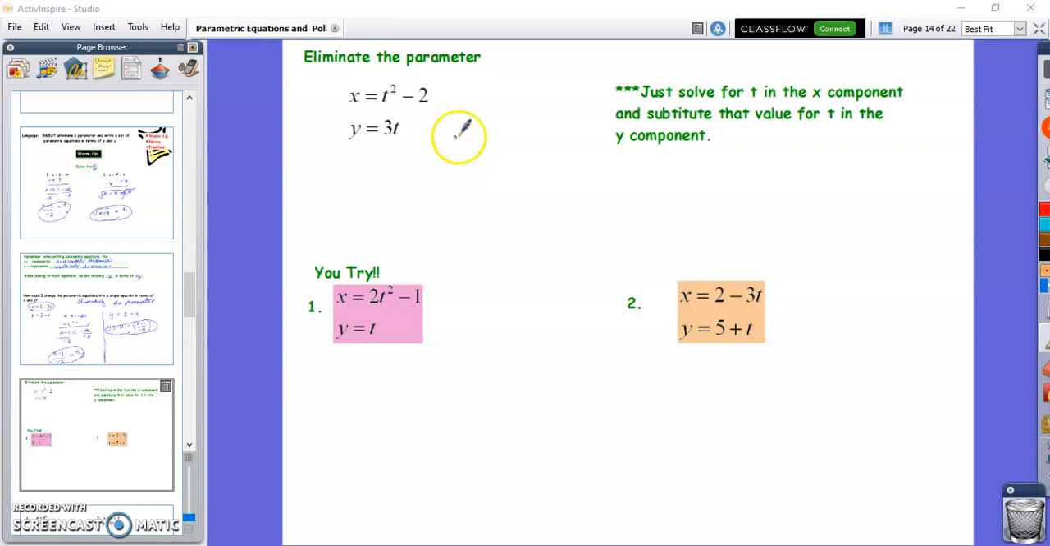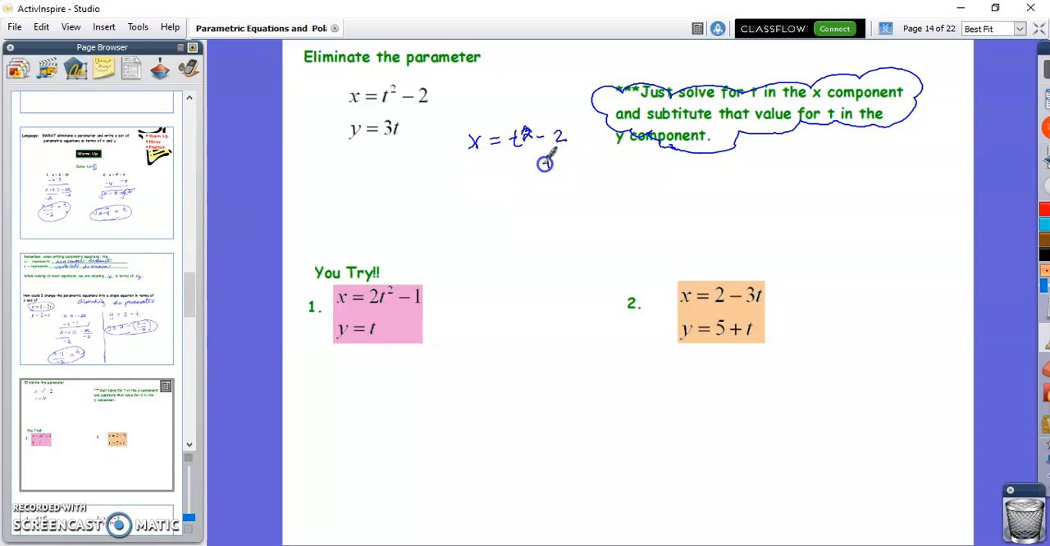Now let's do another example. I have a note here: just solve for t in the x component and substitute the value for t in the y component. So let's do that. If your x is equal to t squared minus 2, let's solve for t and then plug the t into our y component. So x equals t squared minus 2, that's squared.